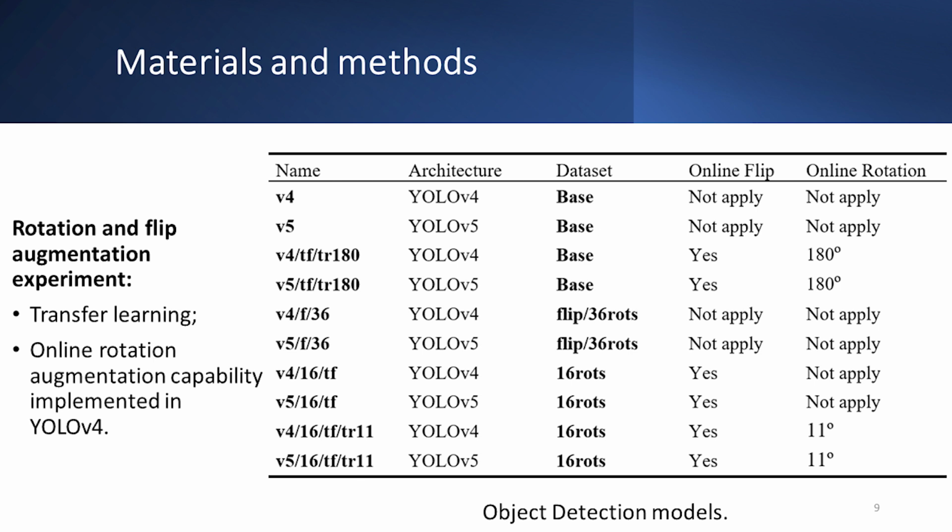The table shows the different models that were trained and tested. Both versions 4 and 5 of YOLO were trained in the previous dataset combinations. From the base dataset, 2 models for each version were obtained, a model trained without augmentations and another trained with online flip and online rotation. A similar strategy was applied to the 16 rods dataset. Models were trained with and without online augmentations.